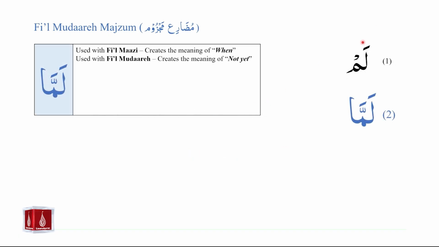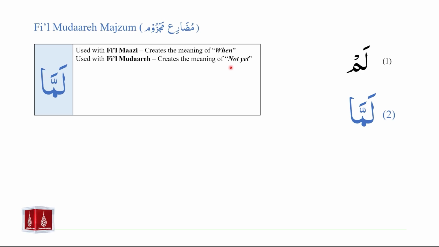Lam is used to make fi'il mudare majzoom, and the second harf that is used to make fi'il mudare majzoom is lamma. Please note that lamma can be used both with fi'il mazi, or fi'il in the past tense, or it can also be used with fi'il mudare, or fi'il in the present or future tense. When lamma is used with fi'il mazi, it creates the meaning of when. And when lamma is used with fi'il mudare, it creates the meaning of not yet.